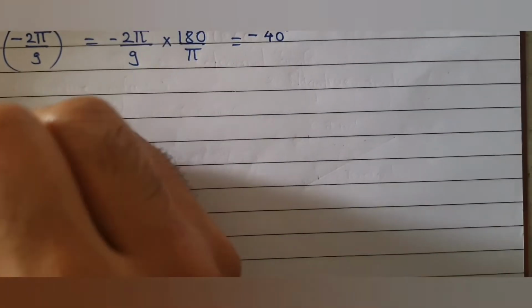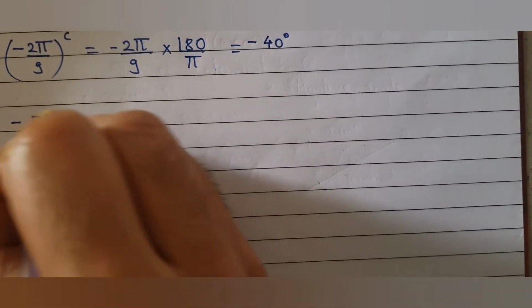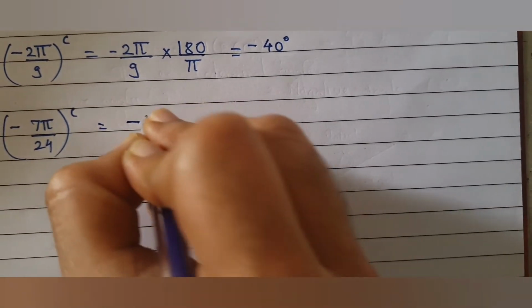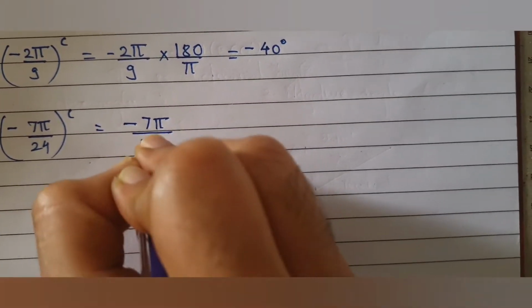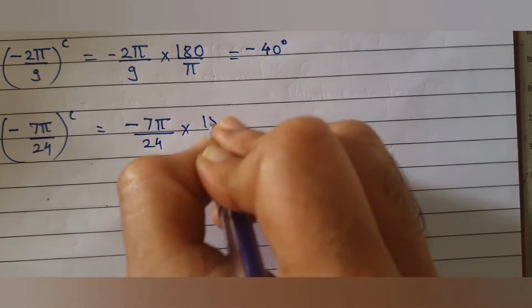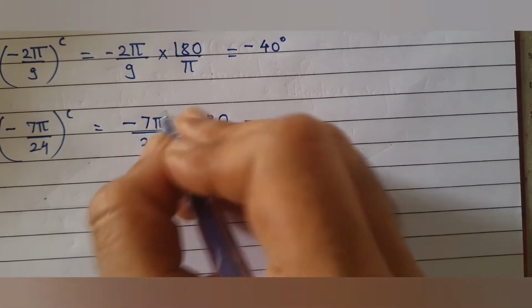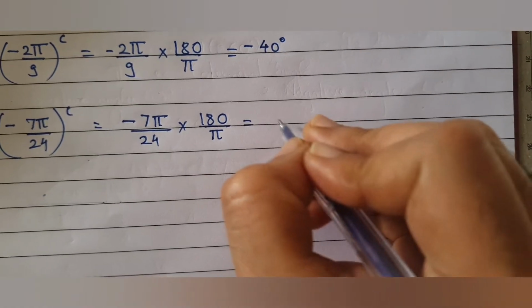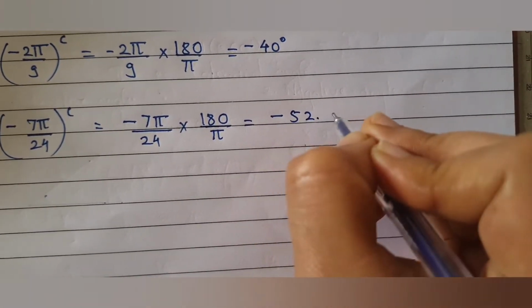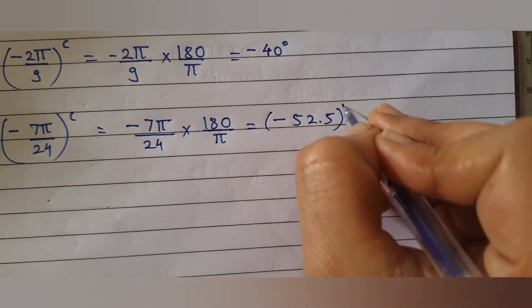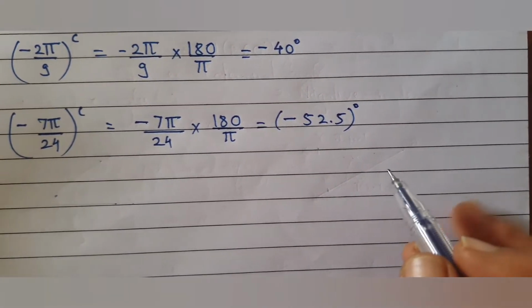And our last sum is negative of 7 pi by 24 radian, that is equal to negative of 7 pi by 24 into 180 by pi, that will be equal to, this pi will get cancelled and we will get approximately value 52.5 degrees.